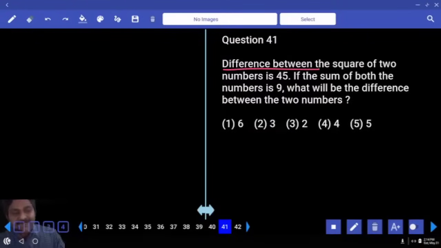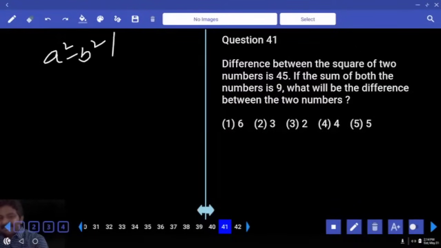The difference between the squares of two numbers is 45. The sum of both the numbers is 9. What will be the difference between the two numbers? So, a square minus b square concept. Difference of two squares is given. This you can write as (a plus b) into (a minus b).